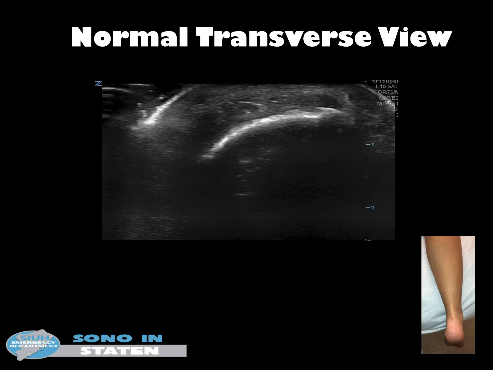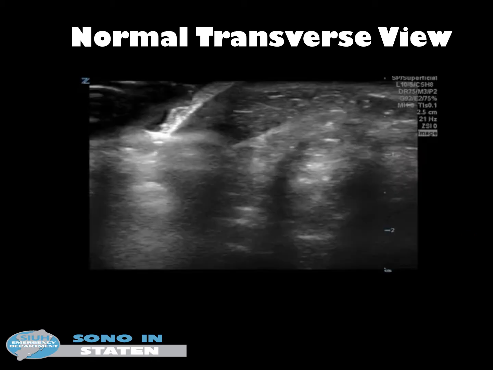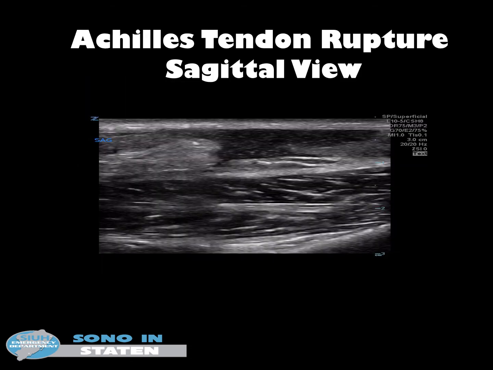Next, you want to obtain your transverse view. Remember to always scan in 2 planes. To do so, you're going to rotate your probe 90 degrees with the indicator towards the patient's left side. If you take a look at the image above, here's the Achilles tendon in transverse view. In transverse view, the Achilles tendon is mostly flat or has concave anterior margins.